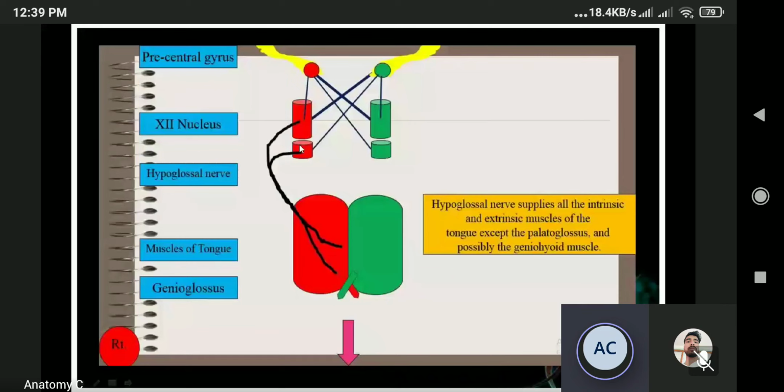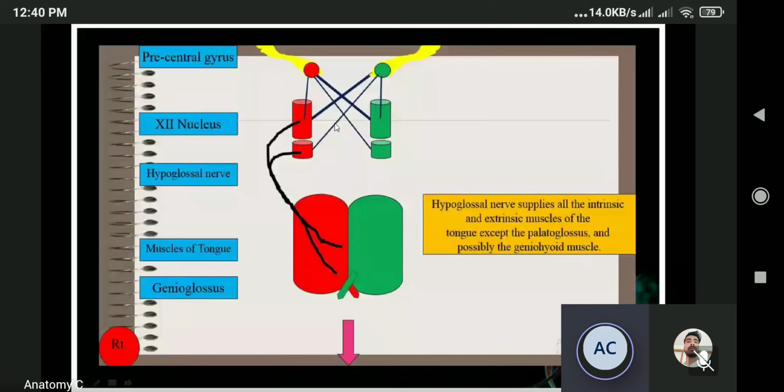This is receiving the corticonuclear fiber from the opposite side. But the upper part of the hypoglossal nucleus is receiving the bilateral connection from both the sides. Right part can receive, left part can receive. Only the lower part of the hypoglossal nucleus, which is innervating the genioglossus muscle, is receiving the connection from the other side, not bilateral.